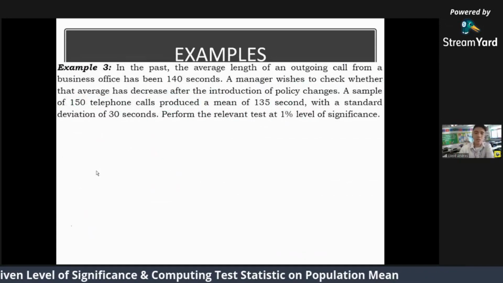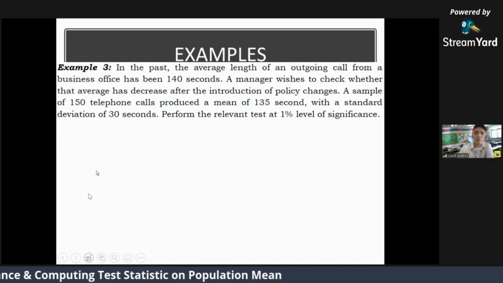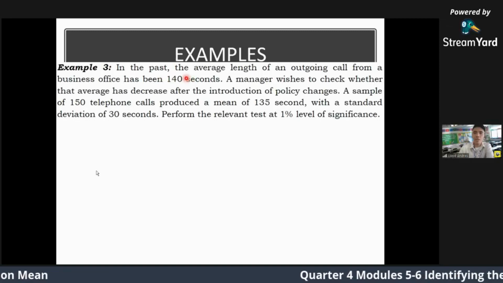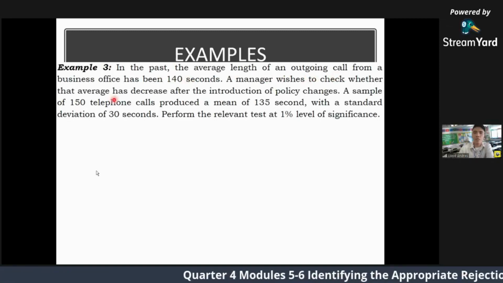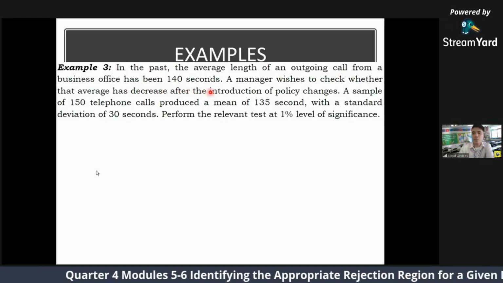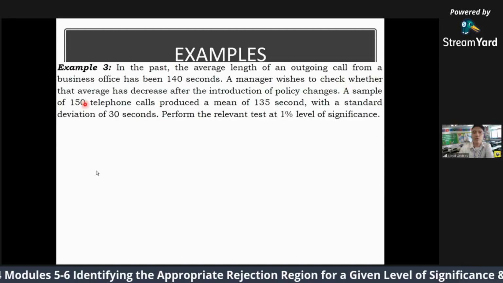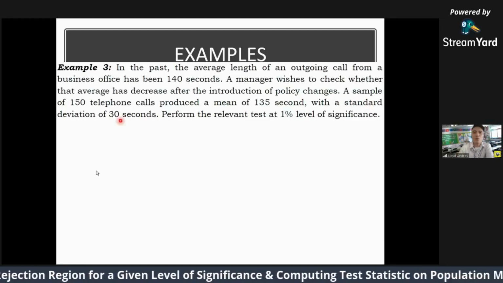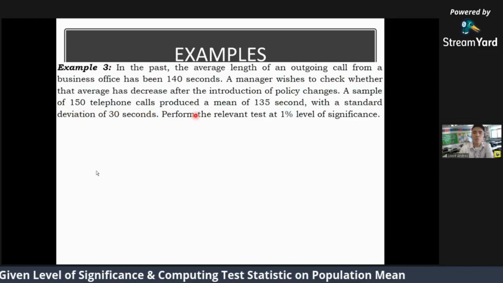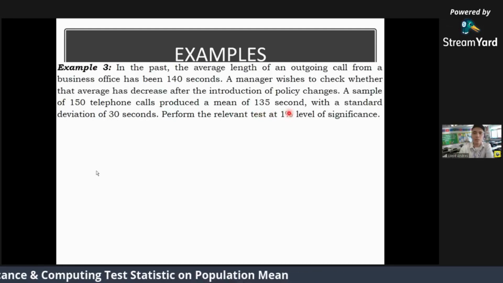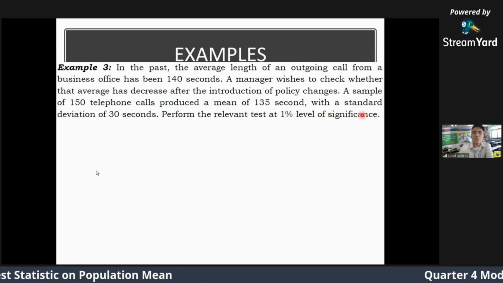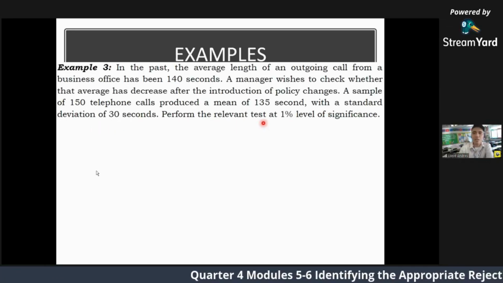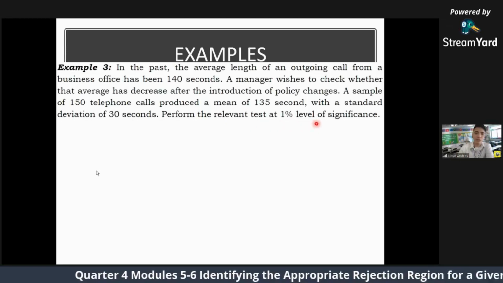Another example, we have here a problem that states, in the past, the average length of an outgoing call from a business office has been 140 seconds. A manager wishes to check whether that average has decreased after the introduction of policy changes. A sample of 150 telephone calls produce a mean of 135 seconds with a standard deviation of 30 seconds. Perform the relevant test at 1% level of significance.